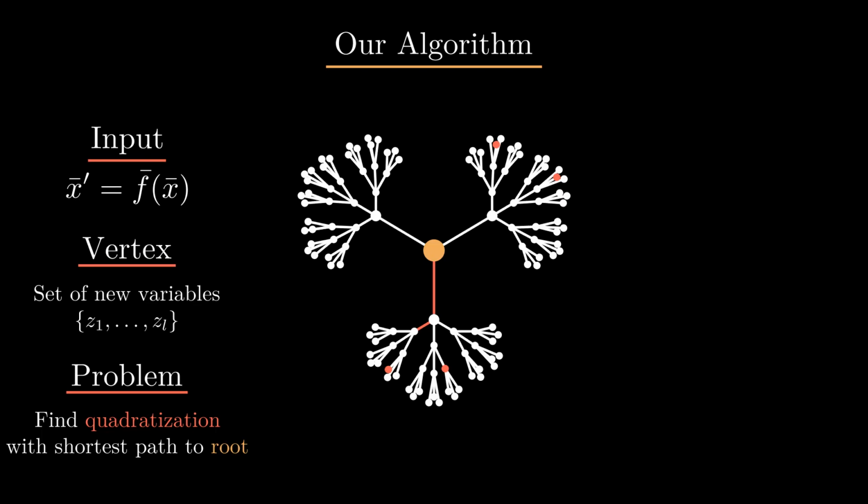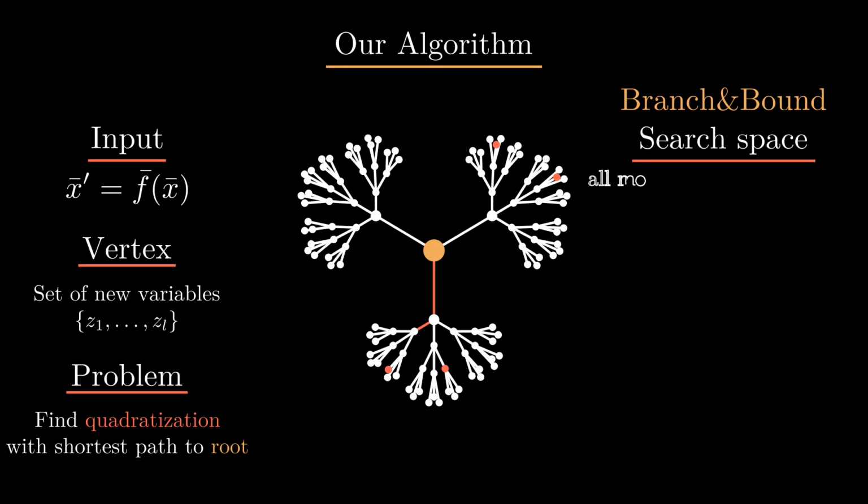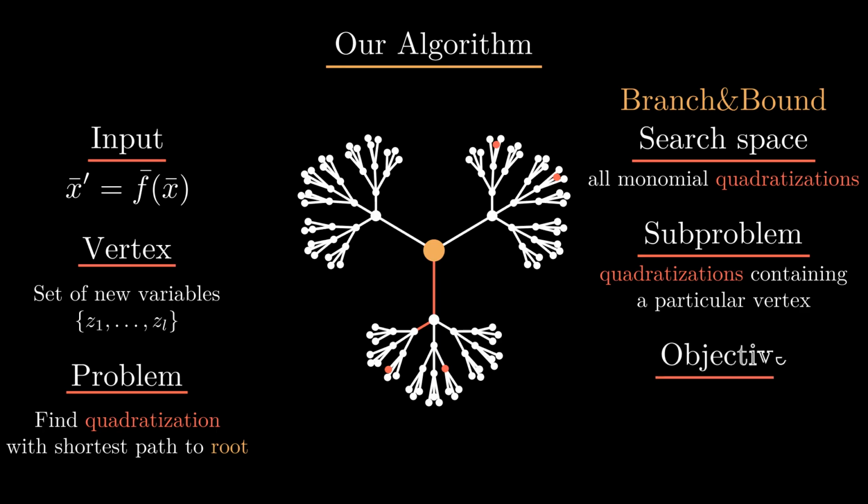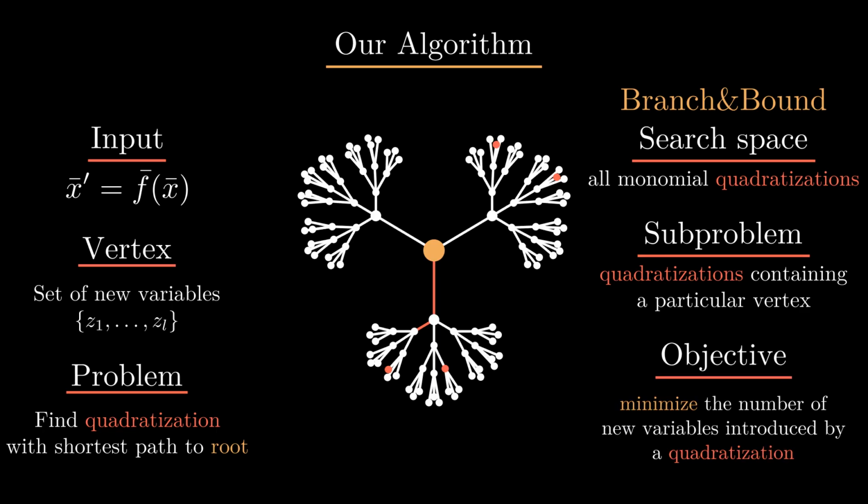We must also mention that the graph itself is often huge, even for simple examples. Thus, we need an efficient way to traverse it. In this case, we use the branch and bound approach to explore this search space in a recursive manner. Here is how we put the problem in the branch and bound context. The search space will be a set of all monomial quadratizations of the input system. We associate with each vertex a subproblem, which is a set of monomial quadratizations containing the vertex. And the objective function we want to minimize is the number of new variables in a quadratization, which is the same as the shortest distance to the root we mentioned earlier.